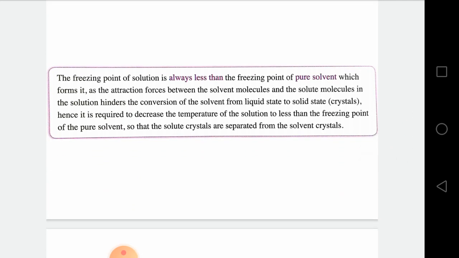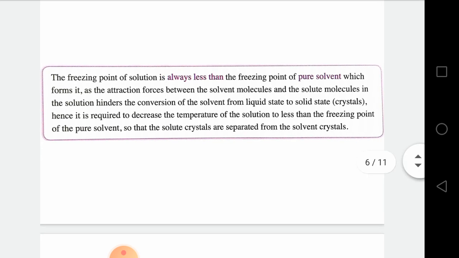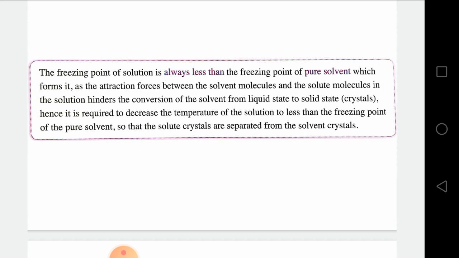Now we will move to the third colligative property, which is depression of freezing point. The freezing point of the solution is always less than the freezing point of the pure solvent, because the attraction force between the solvent molecules and the solute molecules in the solution hinders the conversion of the solvent from the liquid state to the solid state to form a crystal.